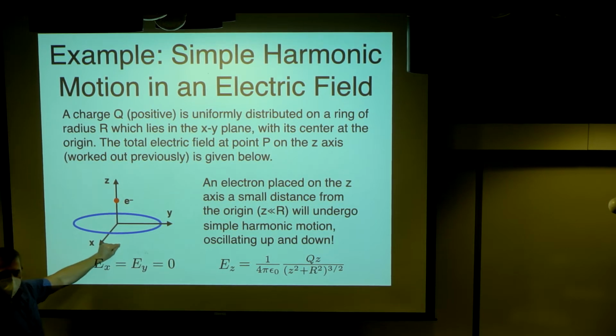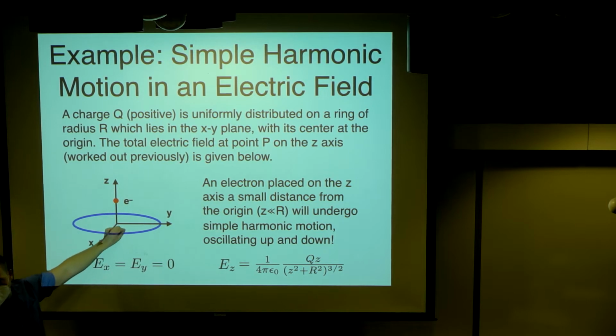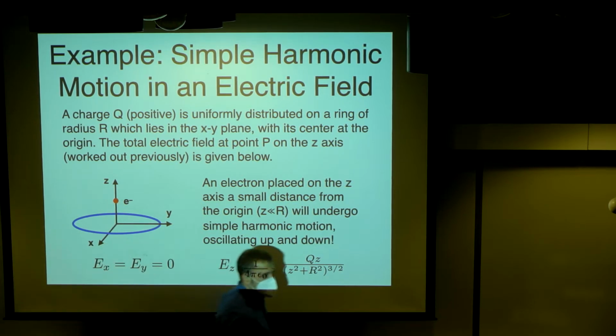But once it's down here, it's still being attracted to the positive charge. So now it's feeling a force up, which is slowing it down. Eventually it comes to a stop. It's still being pulled up, so then it turns around, moves up again, and then that process repeats. So you can kind of see how you get this oscillating type motion.